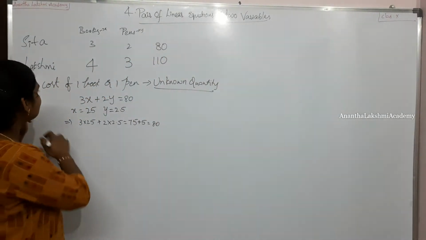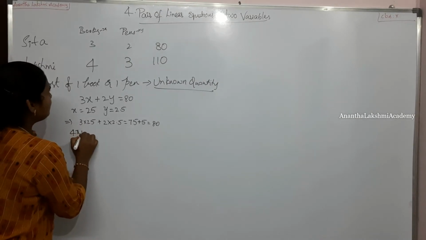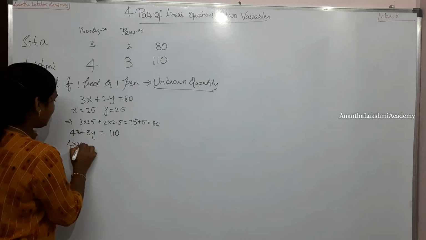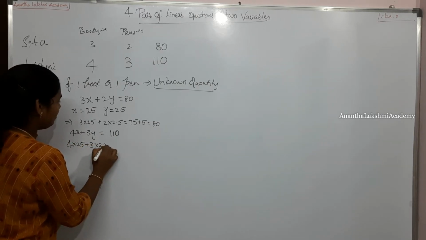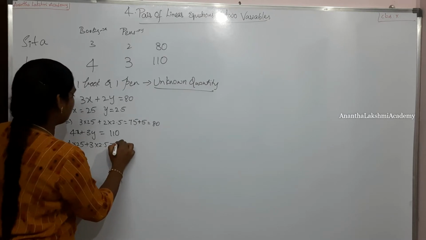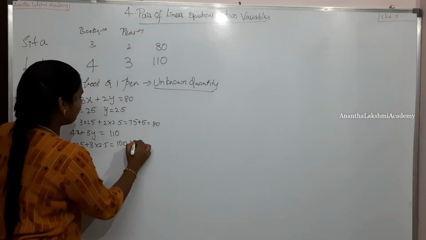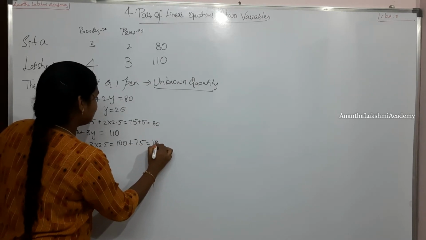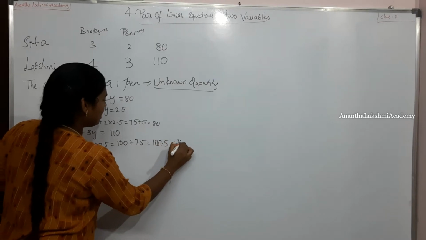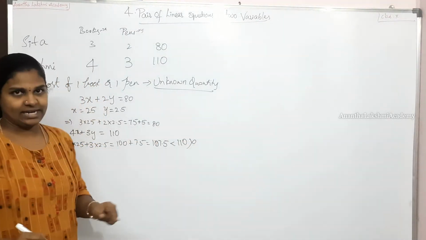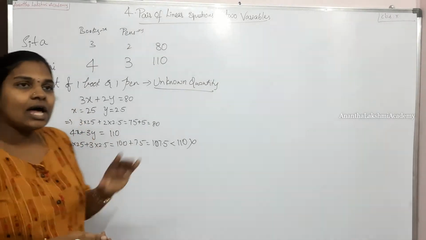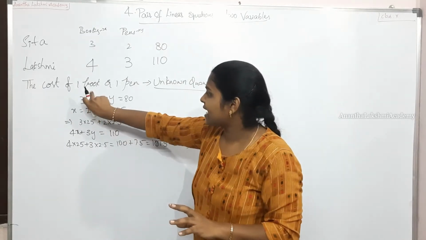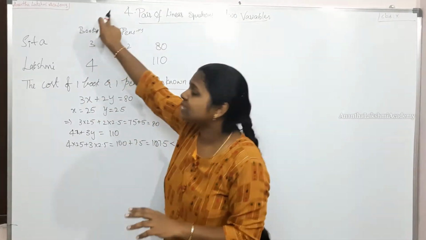Now let us try the same for Lakshmi, which is 4X plus 3Y is equal to 110. 4 into 25 plus 3 into 2.5, what is that? 4 into 25 is 100 plus 3 into 2.5 is 7.5, which is nothing but 107.5, which is less than 110. So in this case it failed. All right, what are the unknown quantities here? There are 2 unknown quantities. One is X and the other is Y, which is nothing but the books and the pens.